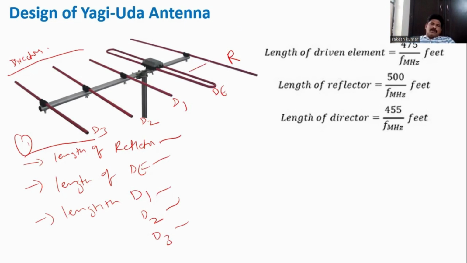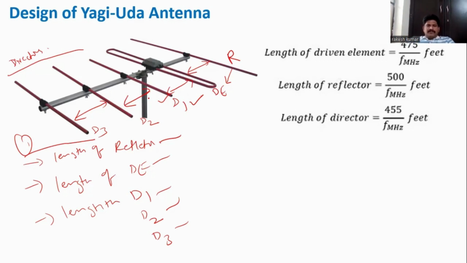The other thing you want to consider is how much distance or spacing I should maintain. What is the spacing between the reflector and the driven element? Similarly, what is the spacing between the driven element and director 1? What is the spacing between directors D1 and D2, and between D2 and D3? These are all the parameters you want to keep in mind while designing an antenna: one is the length of all the elements present in the Yagi-Uda antenna, and the other is the spacing. The spacing is important.